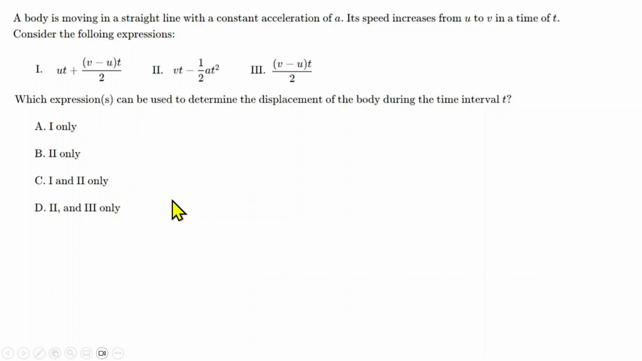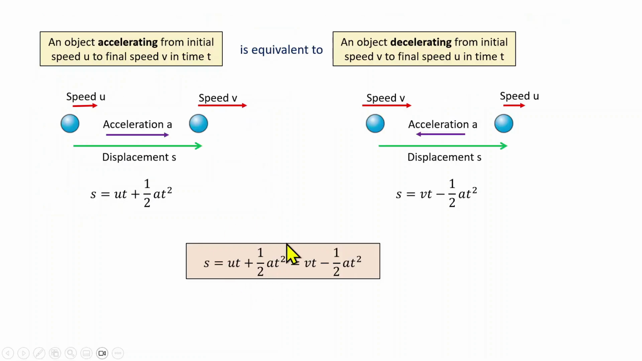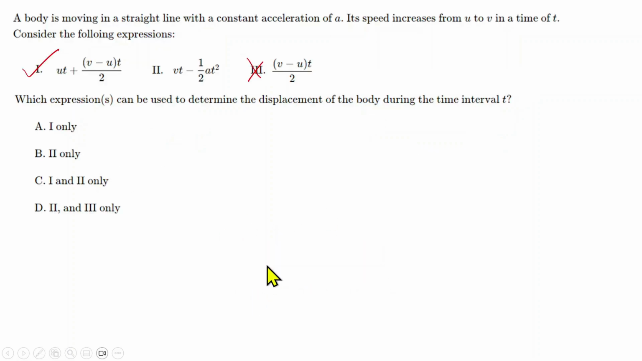Now, coming back to the question, we had deduced that statement 1 is correct, statement 3 is wrong, and statement 2 states vt minus half at square, which is the same as ut plus half at square, right? So vt minus half at square will always be equal to ut plus half at square, and that is why even statement number 2 is correct. And now, if we analyze the options, it is option C which is the right answer to this question.